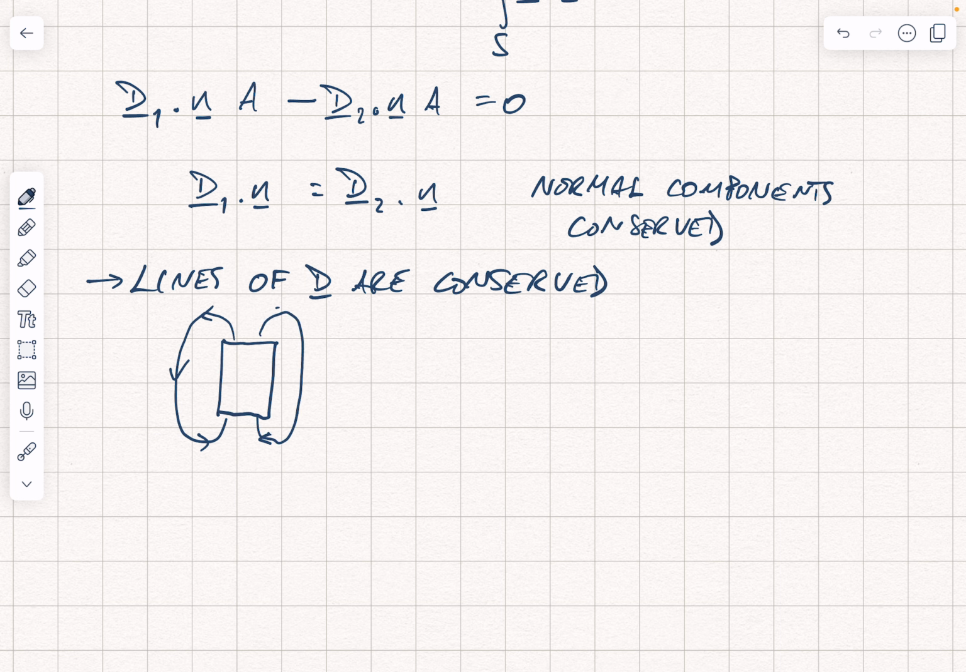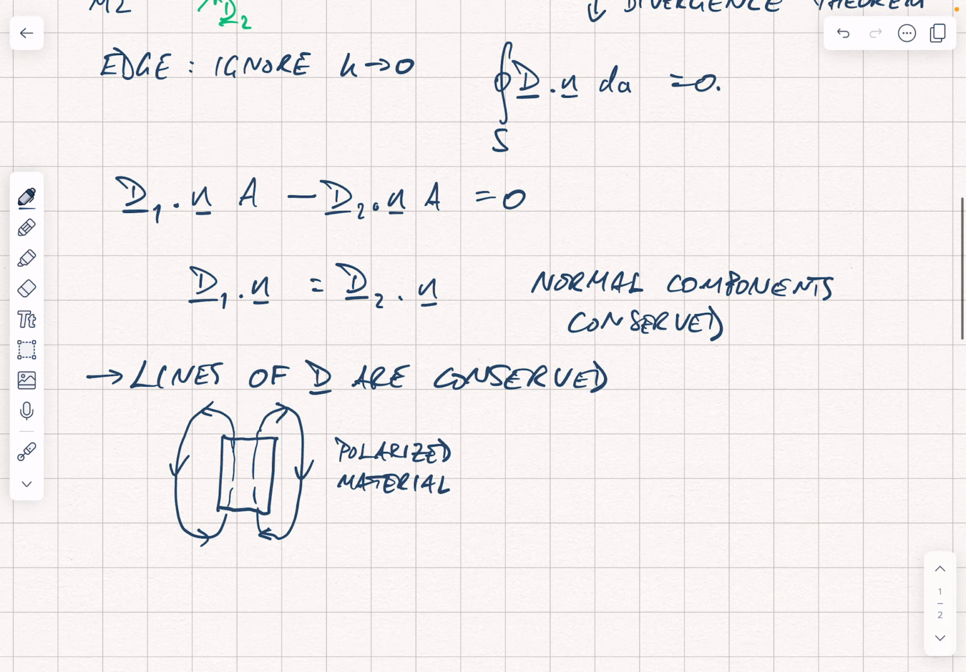Inside the material, lines of D must be conserved. So if this is a piece of polarized material, I'll do a full discussion of this particular problem and a couple of others in another video, but you can see that what's happening here is that we're keeping the same lines of D here at top and bottom, whereas if we were considering the E field and there were polarization charges of some kind at these interfaces, lines of charge could appear and disappear. So that's the D field.